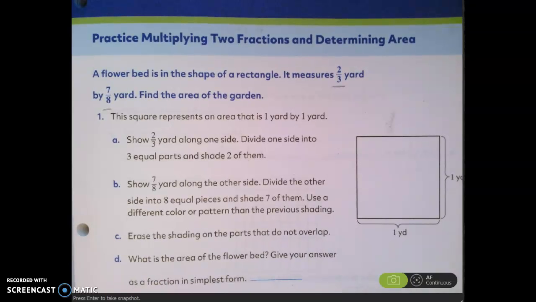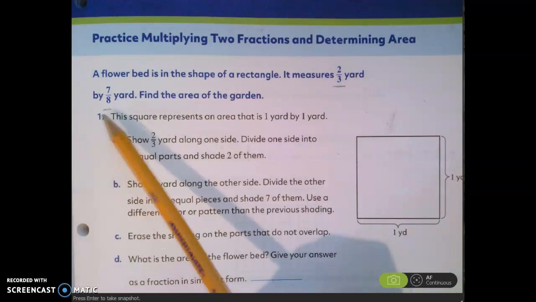Let's take a look at a couple of models where we're multiplying fractions using this area model. So here we have a flower bed in the shape of a rectangle. It measures 2/3 of a yard by 7/8 of a yard. Find the area of the garden.